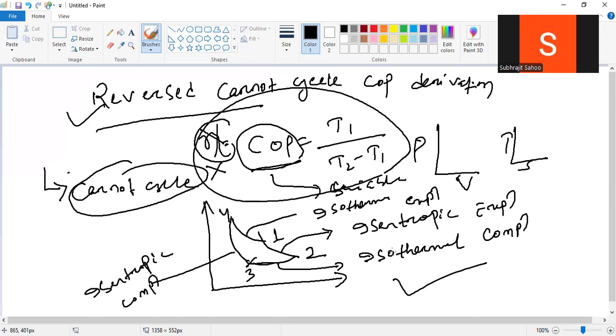In the last video, I think I exchanged them among these four processes, compression, expansion, compression. So this is the last class rectification. I have just shown you what mistake I made in the Carnot cycle PV diagrams. Only the names I gave were wrong, right? Then I discussed the reversed Carnot cycle. PV diagram and TS diagram I did, and COP also derived.